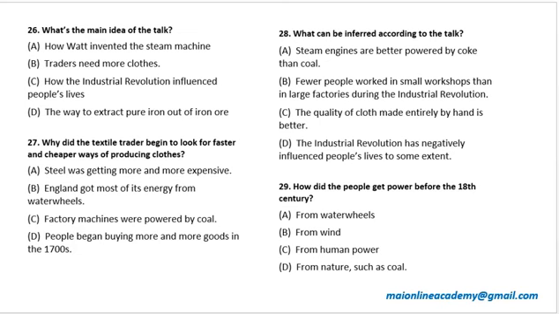Now, answer the questions. 26. What's the main idea of the talk? 27. Why did the textile trader begin to look for faster and cheaper ways of producing clothes? 28. What can be inferred according to the talk? 29. How did the people get power before the 18th century?